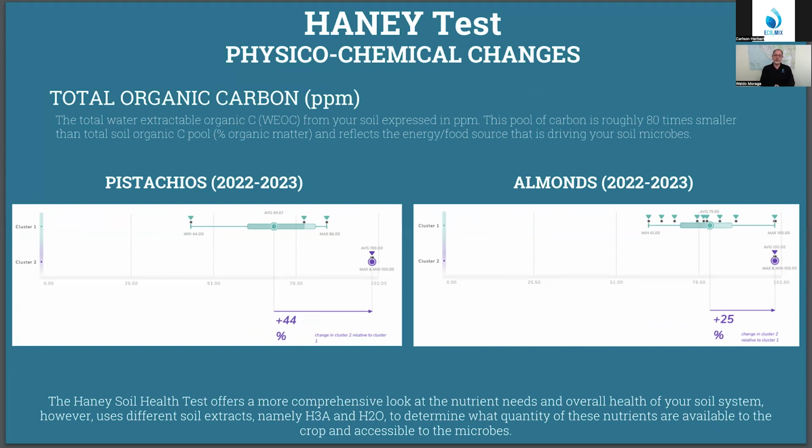The second group, this is the result of a Haney test. This test, instead of using water extract, uses an acid named H3A, which is a blend of citric acid, malic acid, and oxalic acid. Okay, giving us a better approach to what is really available to the plant. Here, the results are very similar to those obtained on the BeCrop. Great changes in carbon and NPK. So, total organic carbon in parts per million, 44% in pistachios, 25% in almonds.